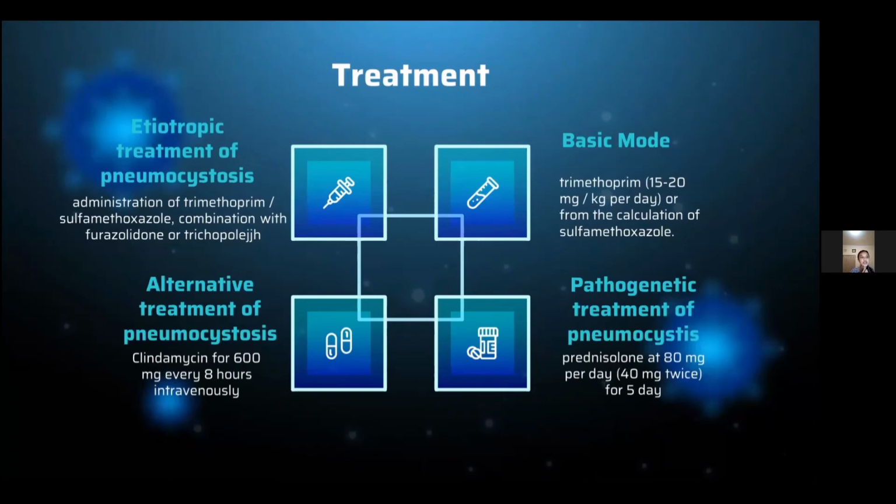And the last one is pathogenetic treatment of pneumocystis. It is directed mainly to improving respiratory and cardiovascular activity. It should be intensive given the development of respiratory failure. And the appointment of glucocorticoids is indicated: prednisolone at 80 milligrams per day for 5 days, then 40 milligrams once a day for 5 days, then 20 milligrams per day.